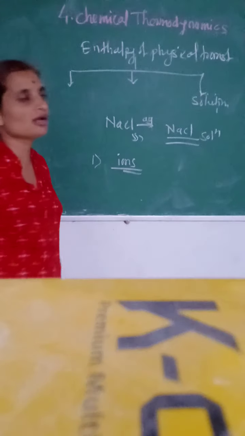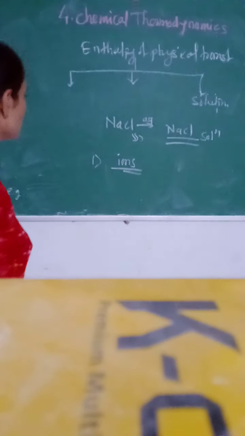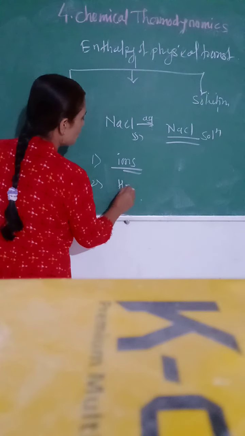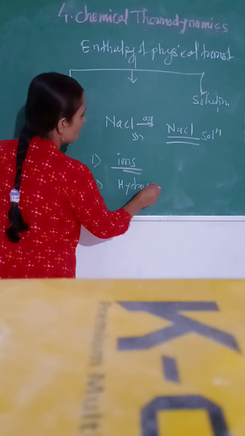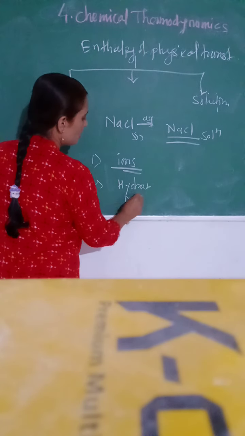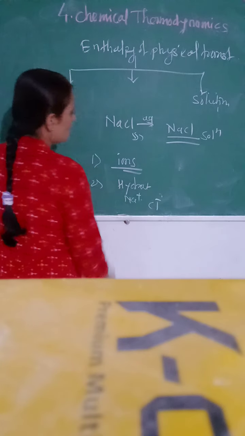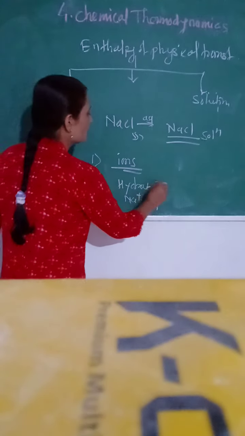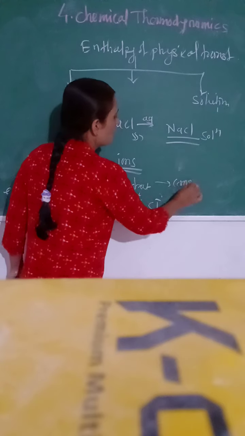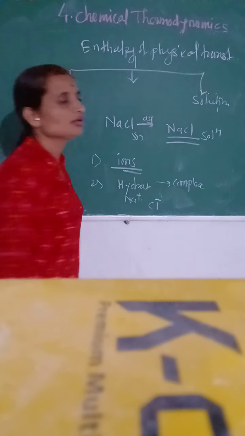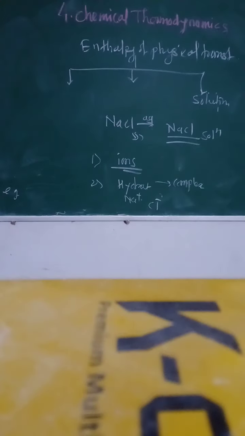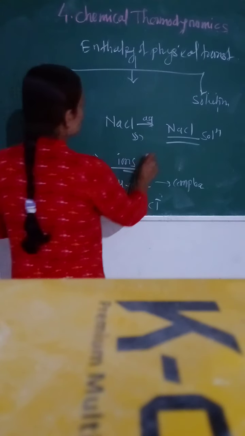That means Na plus and Cl minus ions are formed. And in the second phase they are converted into hydrated ions. That means Na plus is hydrated and Cl minus is hydrated. They form hydrated complexes. And then they have calculated the enthalpy change. That will be the enthalpy of solution.